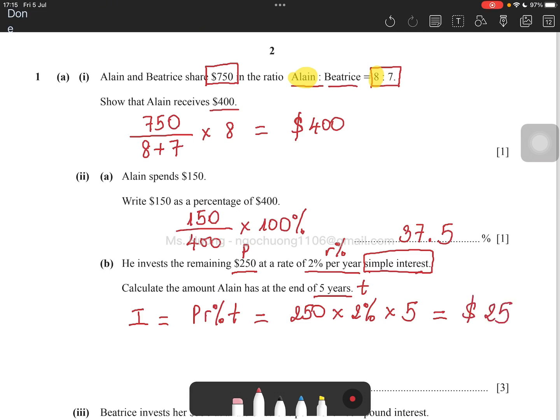And the question asks you about the amount that Alan has at the end, which means we need to find the total amount. To do this, we will add up the original amount and the interest, which is $250 plus $25 equals $275.